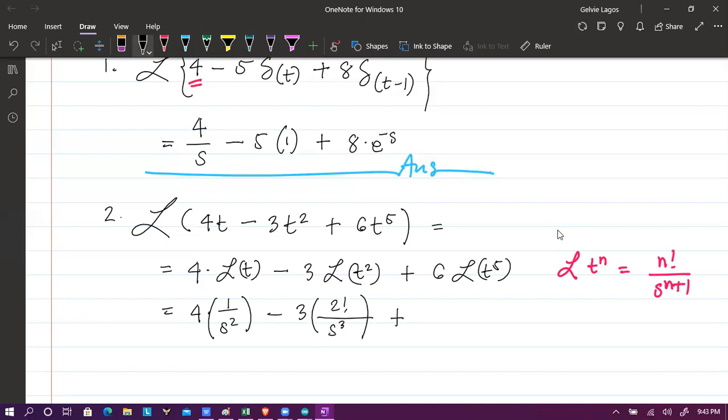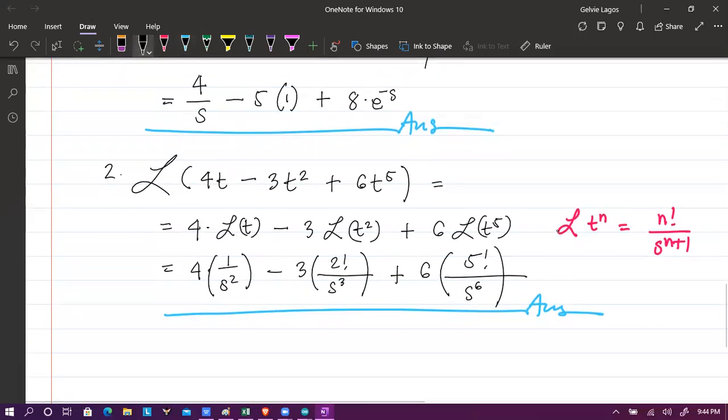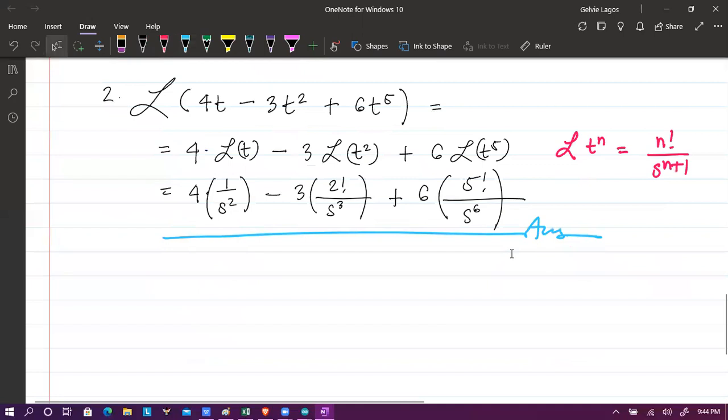So plus, we have 6 multiplied by 5 factorial all over s raised to, 5 is the exponent, so this is 5 plus 1. This will become 6. Okay, so I assume now this will be your answer. Just simplify this and you have your final answer. Okay, this is my answer, but for you, you have to simplify it first. Anyway, I will give an examination that is also a multiple choice problem.